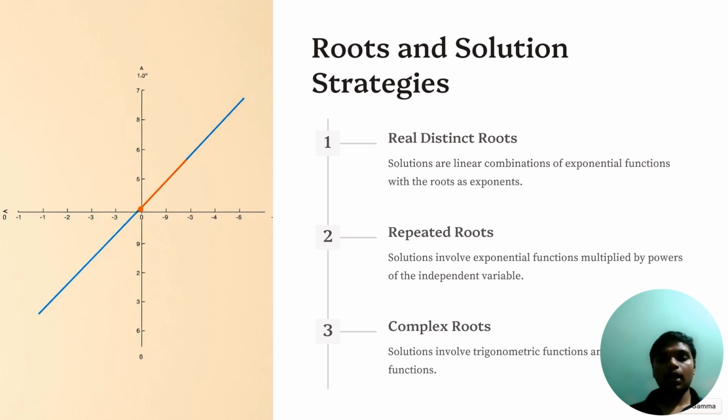Factor out e power rx, which is never 0. This is the equation form: e power rx into ar square plus br plus c is equal to 0. Solving the characteristic equation, we are left with the characteristic equation: ar square plus br plus c is equal to 0.